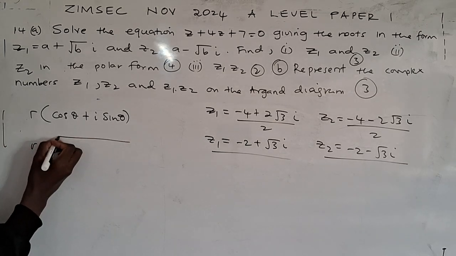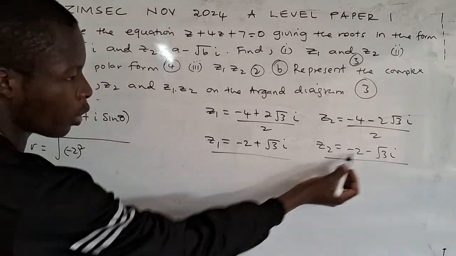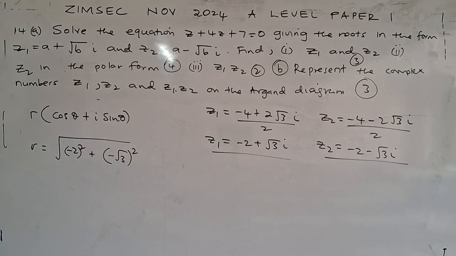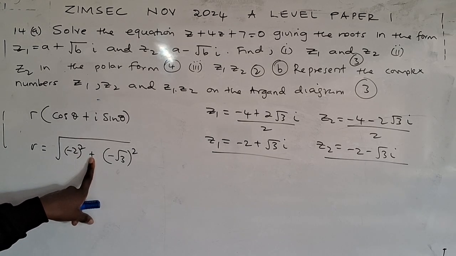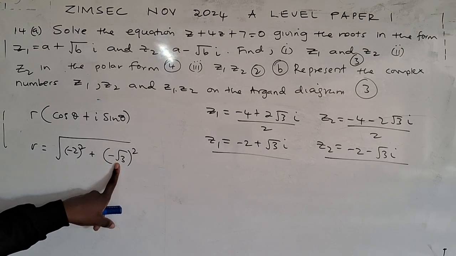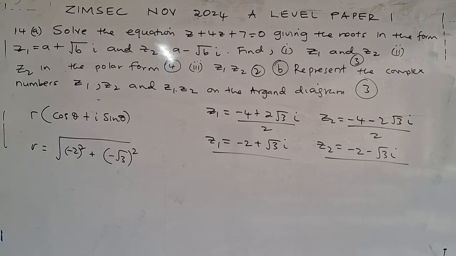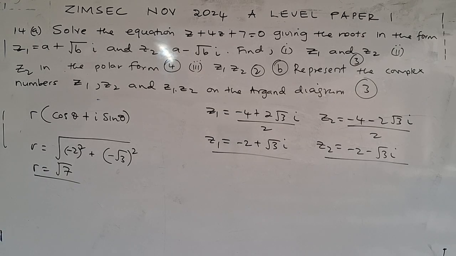So how are we going to find the value of r? r is equal to the square root of negative 2 squared plus negative root 3 squared. So what is this? This is 4 plus 3, because negative root 3 squared is nothing but 3. So r is equal to root 7. This is the value of r. Now you are supposed to find theta.